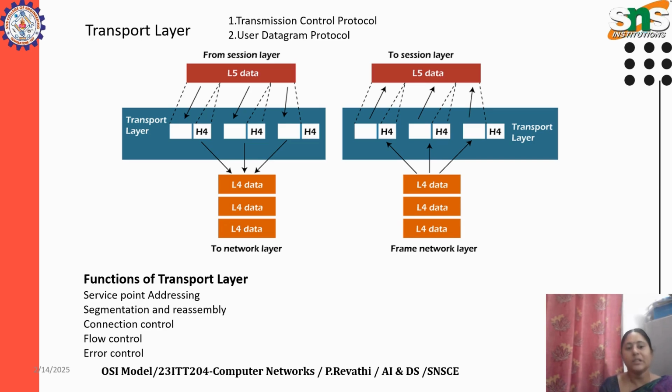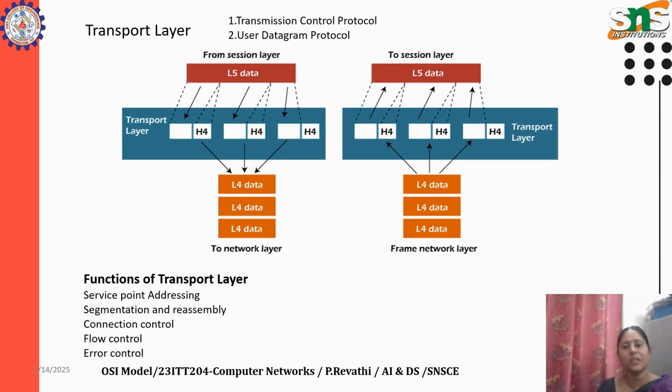Second one is segmentation and reassembly. When the transport layer receives the message from the upper layer, it divides the message into multiple segments, and each segment is assigned a sequence number that uniquely identifies it. When the message has arrived at the destination, the transport layer reassembles the message based on the sequence numbers.